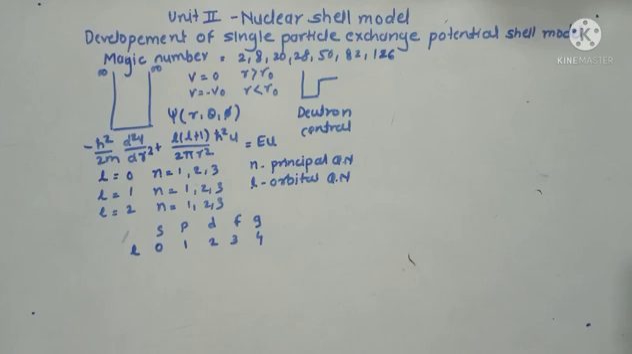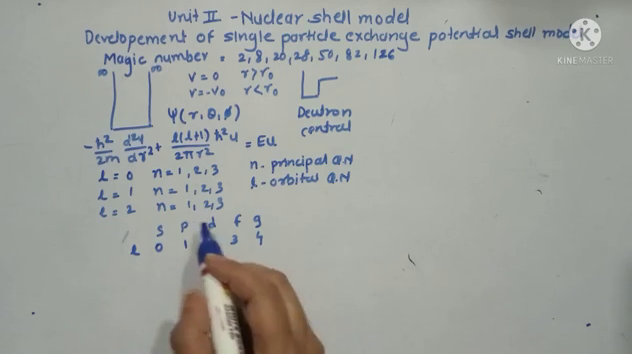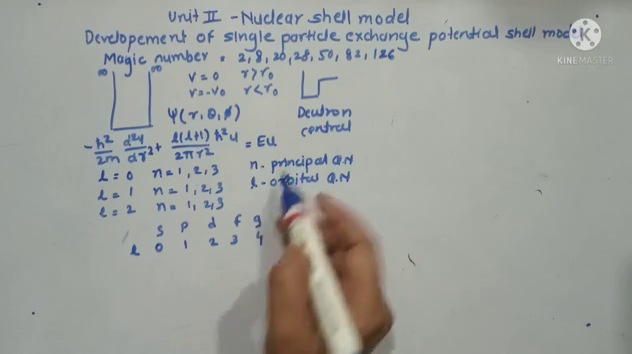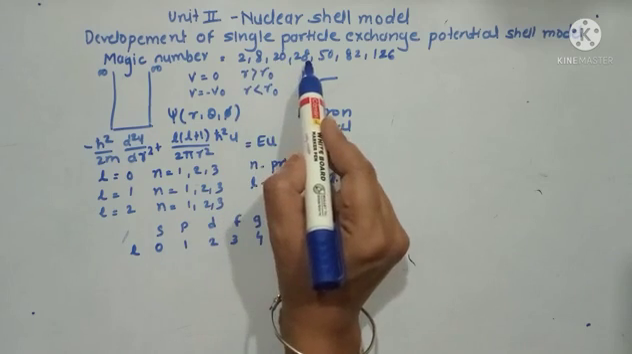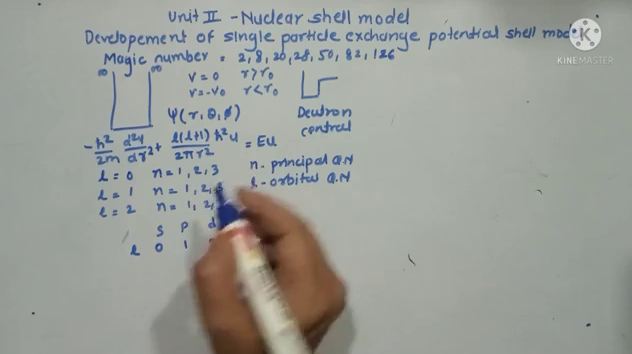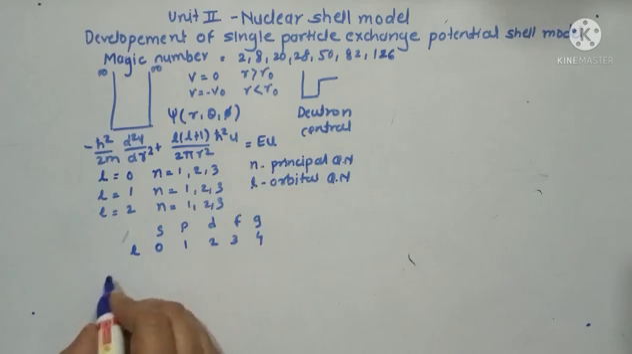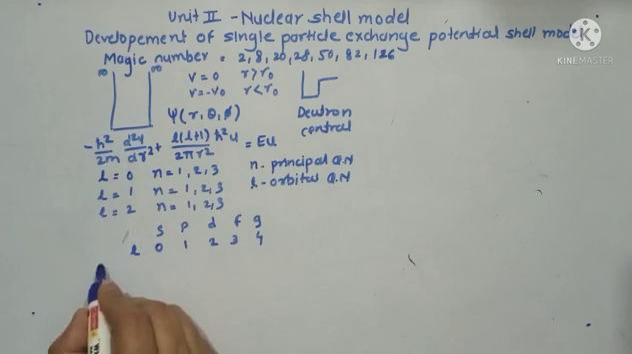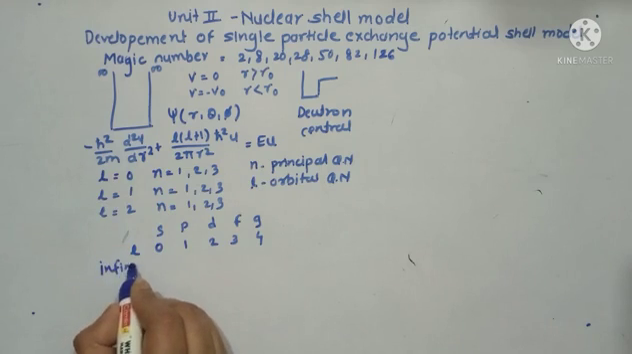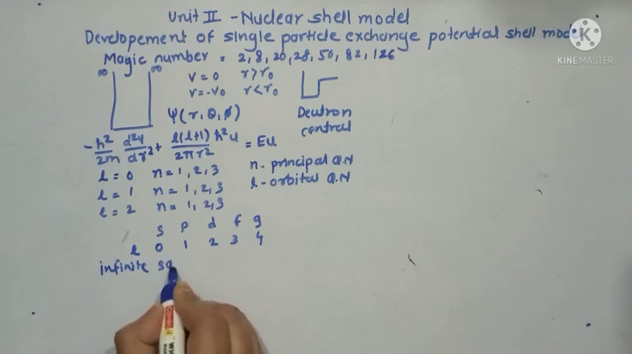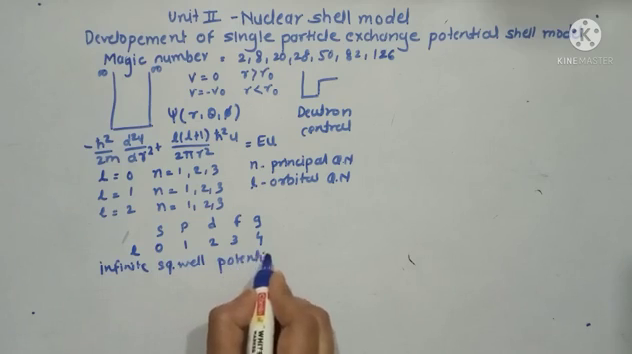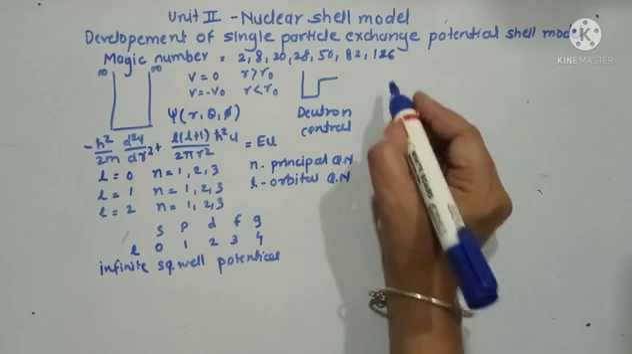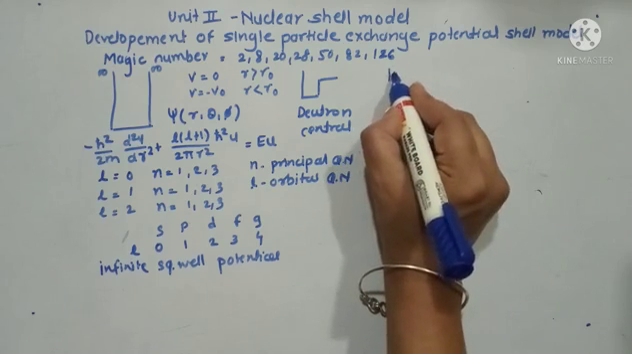After this, the scientists tried the harmonic oscillator. Why? Because from the infinite square well potential also, the shell closure was not obtained at 2, 8, 20 and 28. So again they tried some new potential. Then they tried some harmonic potential. I'll write it here.